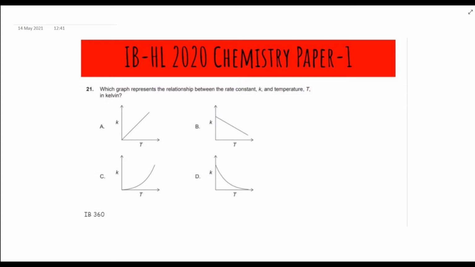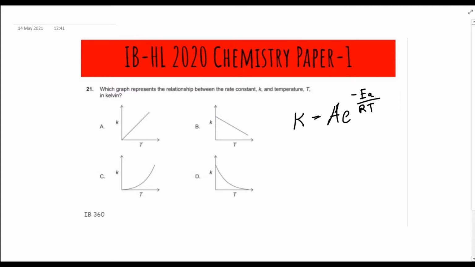The first question asks us which graph represents the relationship between rate constant K and temperature T in Kelvin. In order to solve this question, we need to know the relationship between rate constant and temperature. The relationship between rate constant and temperature is known as the Arrhenius equation.